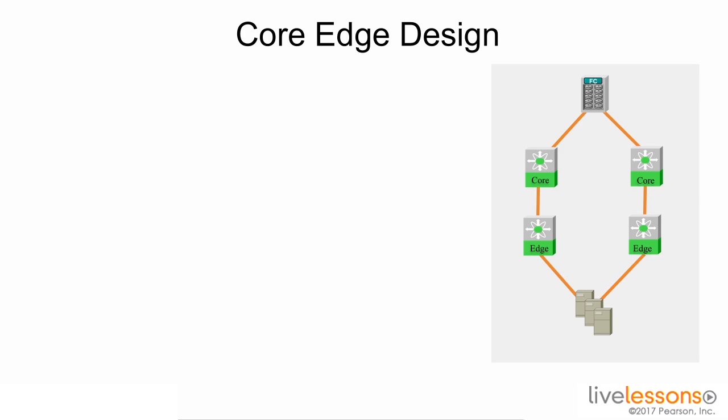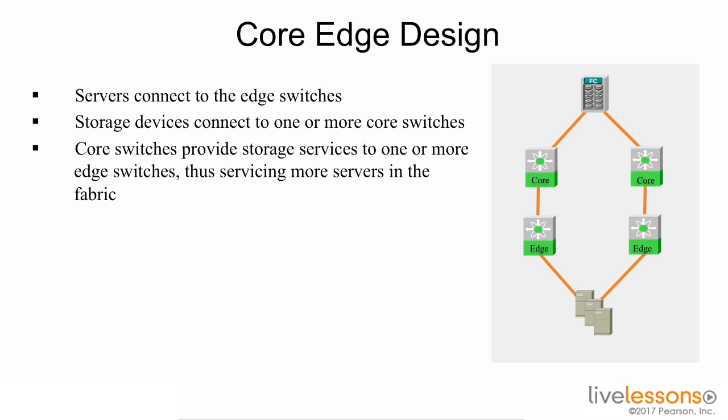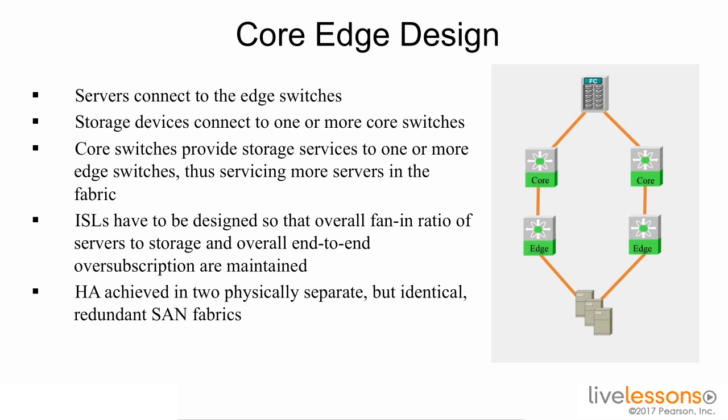Earlier on in our lessons, we took a look at some of the different designs that are available. One of the traditional designs is a core edge design, where servers connect to the edge switches and storage connects to the core switches. The reason that the storage connects to the core switches is that the core switches are usually more robust, such as modular-based chassis that have higher availability, because we always want to have access to our storage no matter if I lose an edge switch.